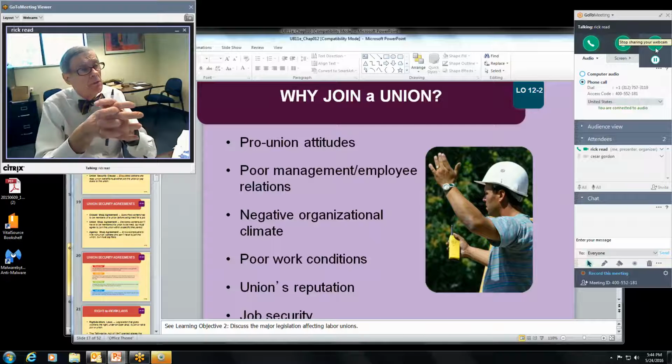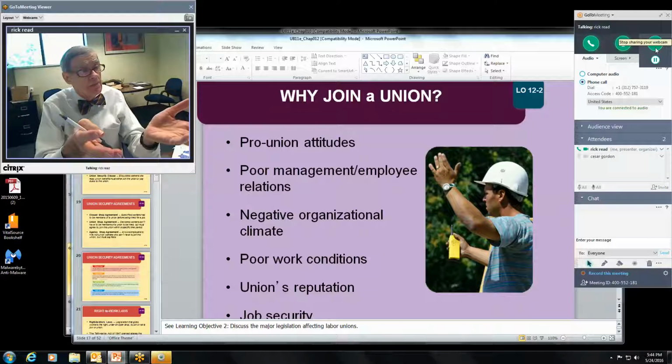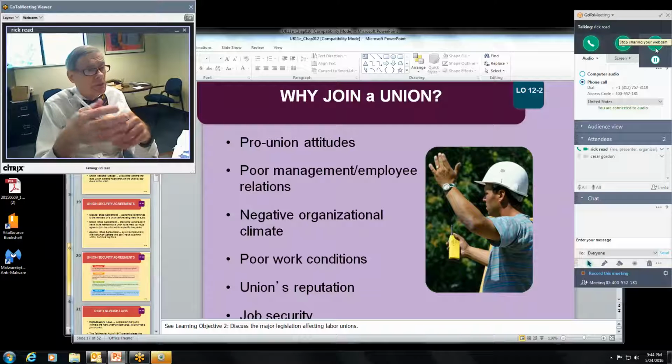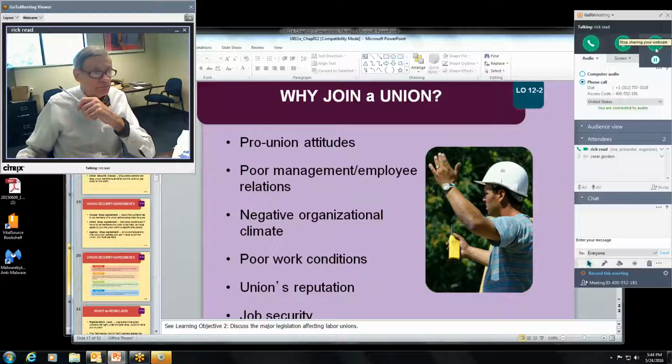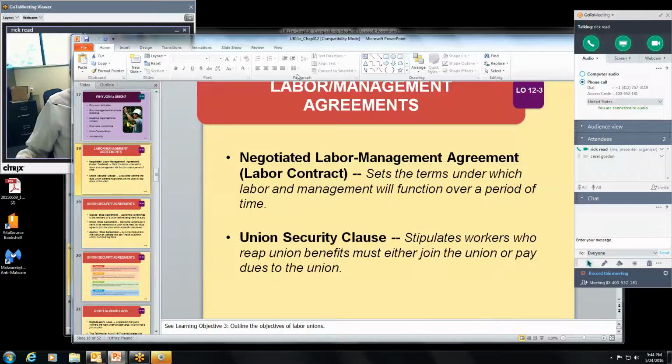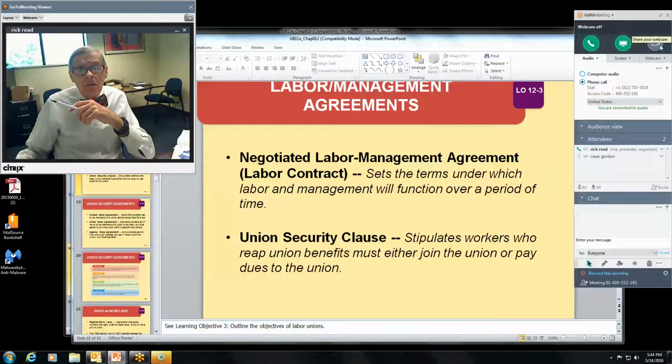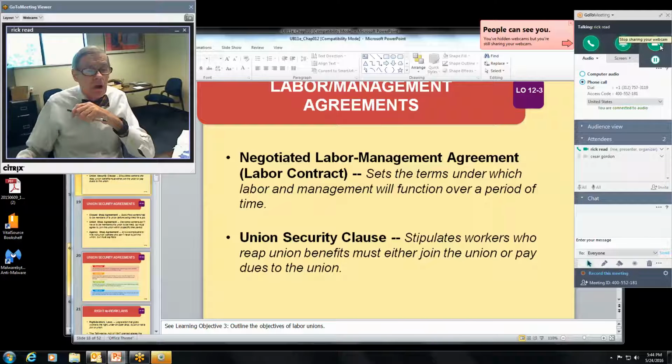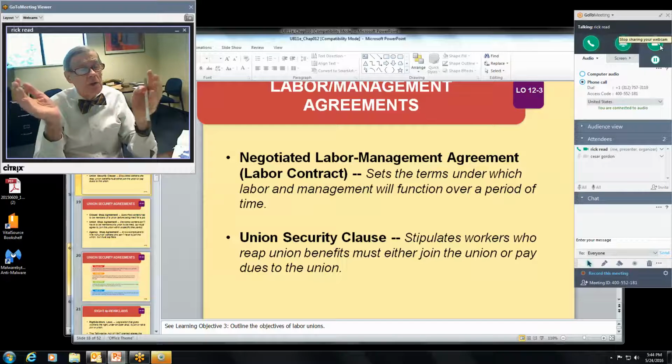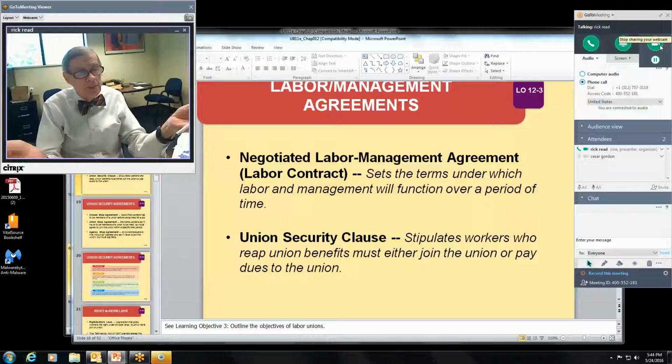Yes, some people want unions because they like the union's reputation. And other people think about unions because it helps promote job security. Now we have things that talk about the negotiated labor management agreement. That's the terms and conditions of the contract that was negotiated by labor and management. And then the union security clause, this is important to read, stipulates workers who reap union benefits must either join the union or pay union dues.